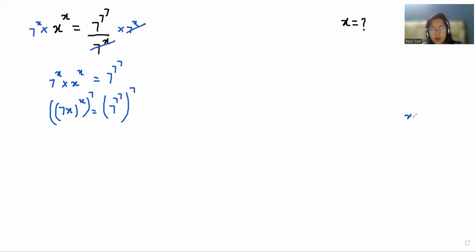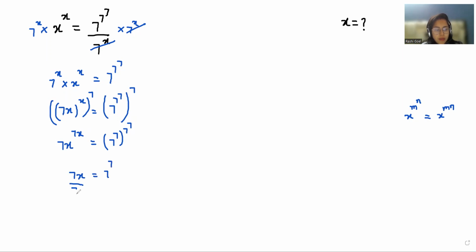According to the exponent rule, (x^m)^n, we can write it as x^(mn). So I'm going to apply this rule here. (7x)^(7x) is equal to (7^7)^(7^7). Now if I'm comparing both sides, the value of 7x is equal to 7^7.